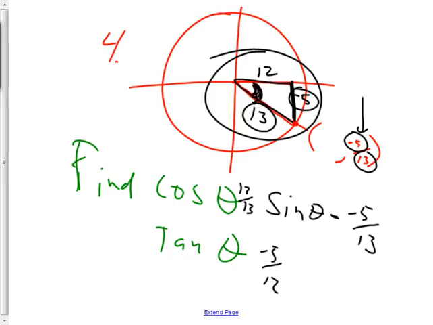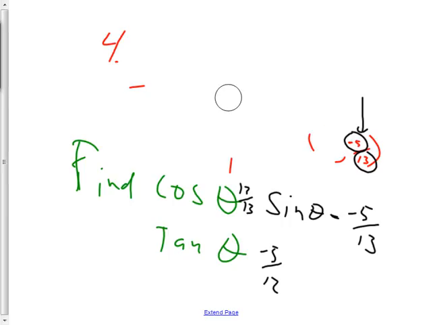The easiest way is if you don't even use the triangle, because I think it'll just confuse you. Do you get that this is the y part? Do you get that sine is the y part? So then do you get that sine of the angle has to be -5/13?